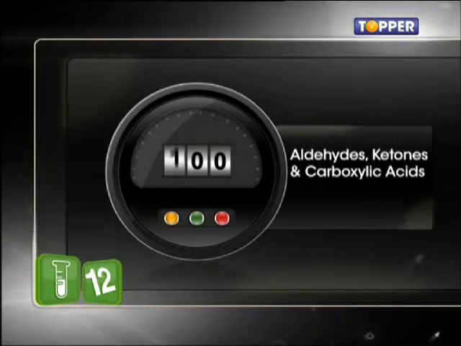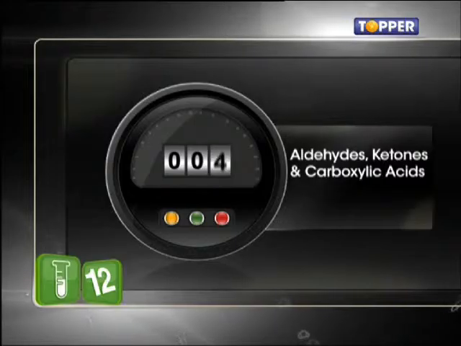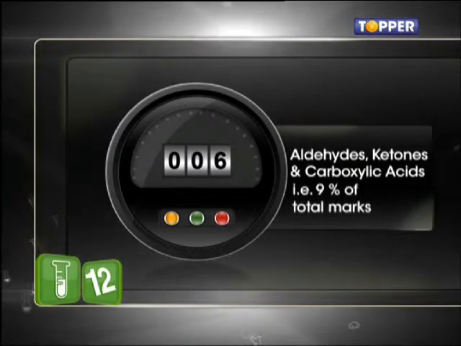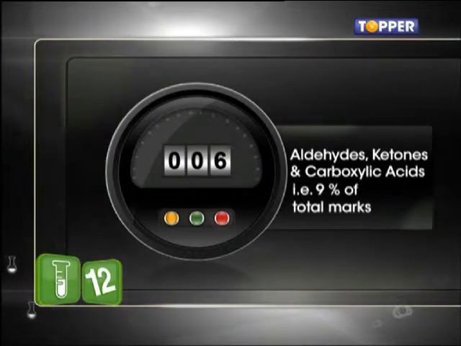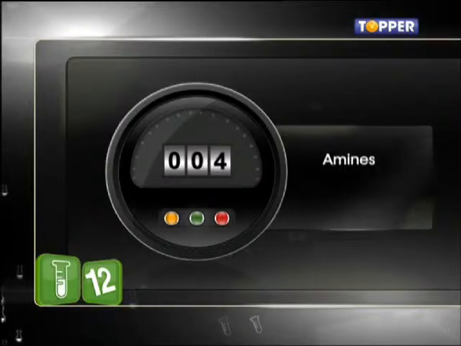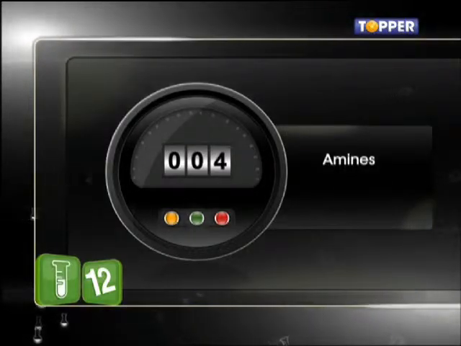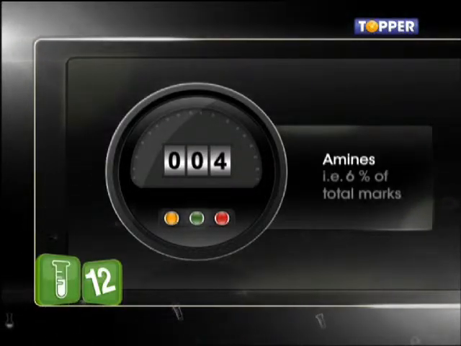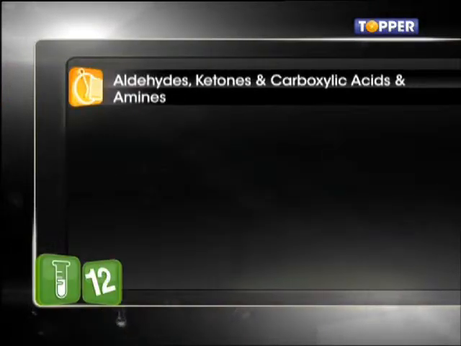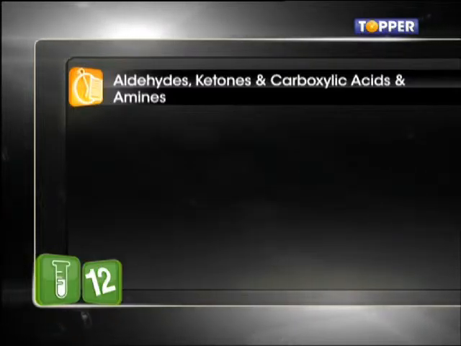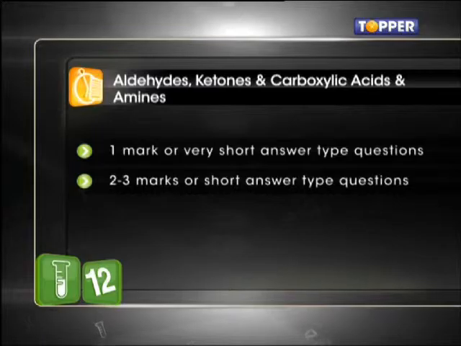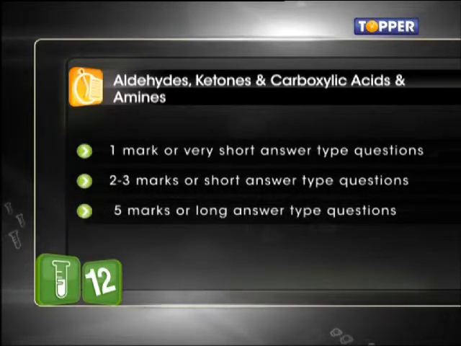The unit aldehydes, ketones and carboxylic acids carries a total of 6 marks. This means it carries 9% of total marks. And the unit amines carries a total of 4 marks out of the total 70 marks chemistry paper. This means it carries 6% of total marks. These units are very important from the exam point of view. One can expect short answer type questions worth 1, 2, 3 marks or even a 5 marks problem.